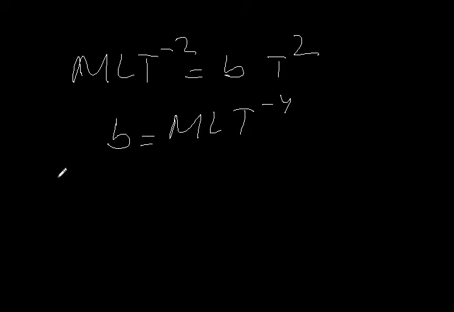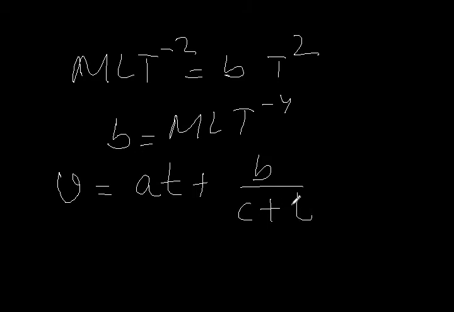Now what is the second case that we can have here? Well, we have a velocity. Say for example it is given like this: at plus b over c plus t. So this is what we have for an equation, and you are asked to find the value of a, b and c. Well, the first part is quite easy, as you can see from here, that the velocity dimension LT^-1 should be equal to that of a into time t.